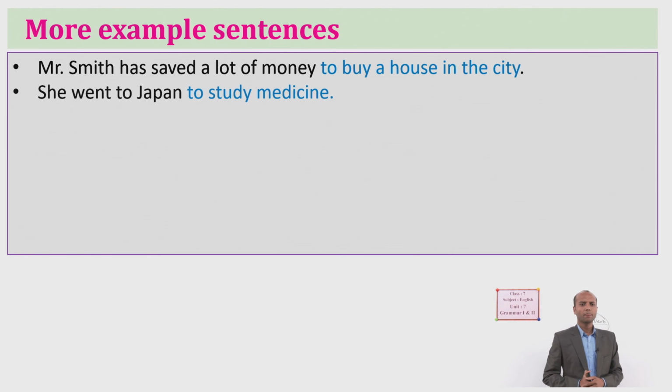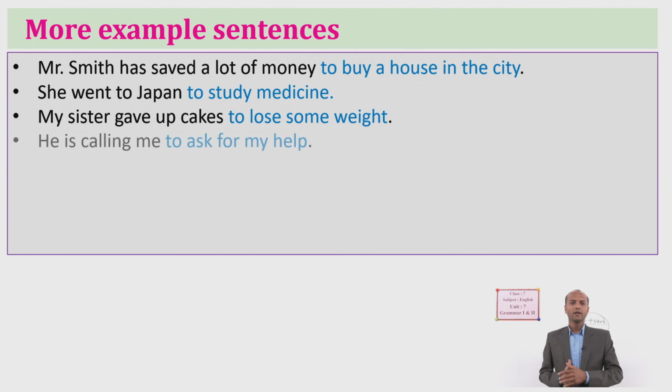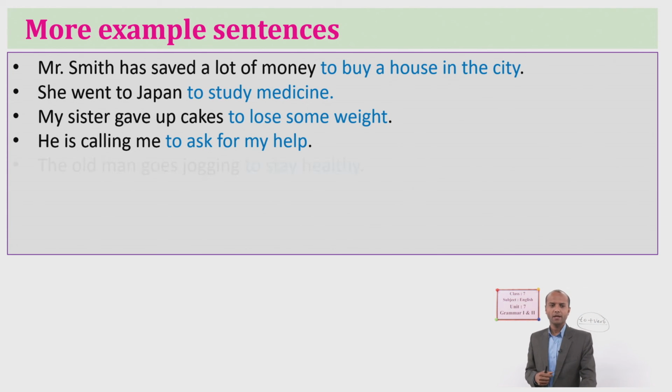Next sentence. She went to Japan to study medicine. Why did she go there? Yes, to study medicine. Next, my sister gave up cakes. Why? Because she wants to lose some weight. Okay, to lose her weight. Next, he is calling me to ask for my help. He needs some help. That's why he is calling me.